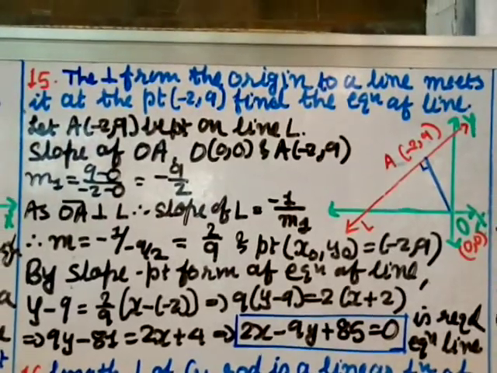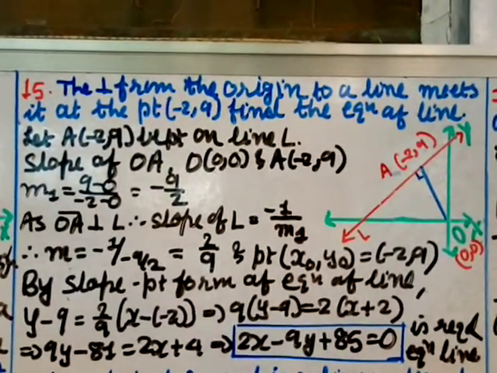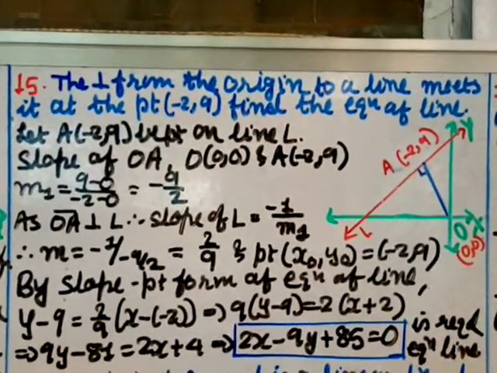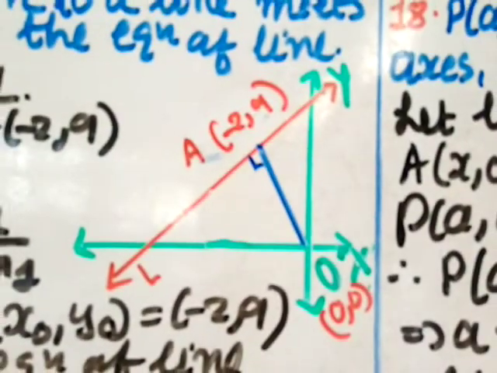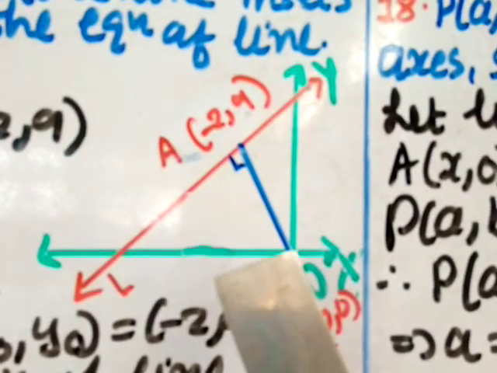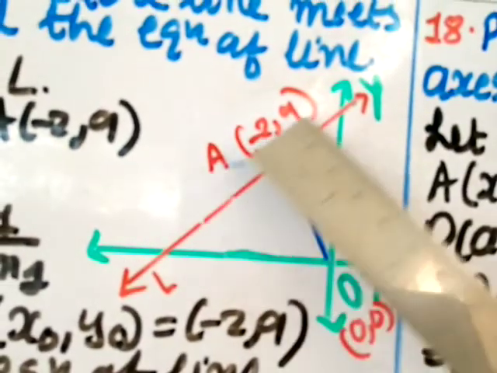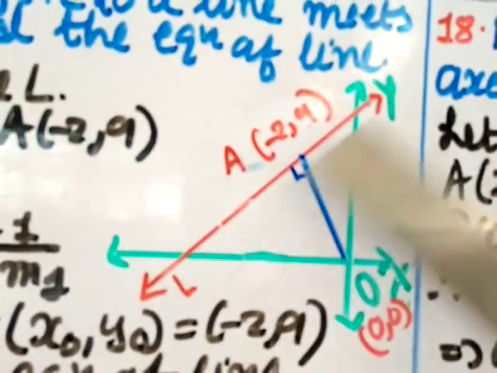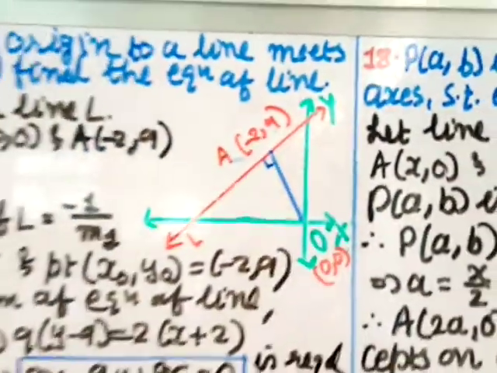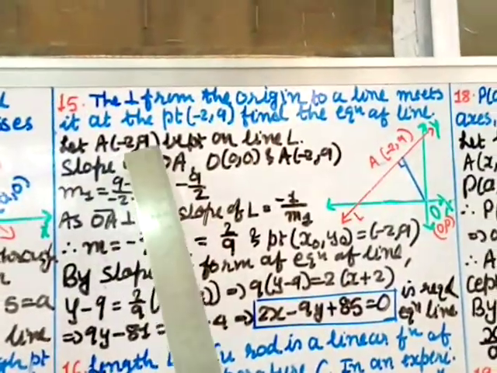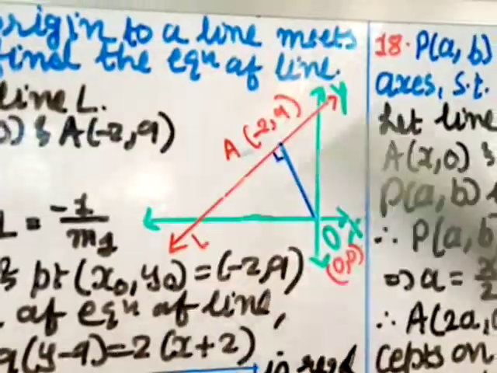Question number 15. The perpendicular from the origin to a line meets it at the point (-2, 9). Find the equation of the line. So this is a line L, and we have to find its equation. You are drawing a perpendicular from the origin, that is (0, 0), and it is meeting this line at (-2, 9). This is a perpendicular on this line, and the point A (-2, 9) is on the line. So this is what is given to us. Let A (-2, 9) be a point on the line L.